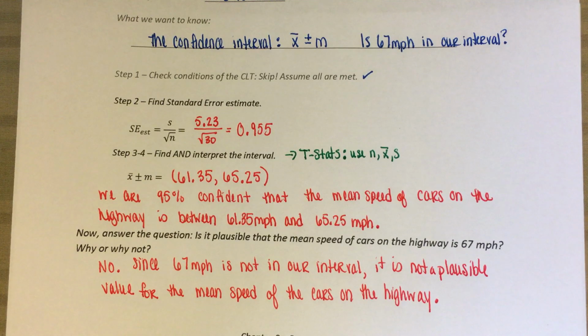Then we found our interval using StatCrunch. Again, we're using our t statistics because we're thinking about a t distribution here. So we are 95% confident that the mean speed is between 61.35 and 65.25, and 67 was not in that interval, so it's not a plausible value.